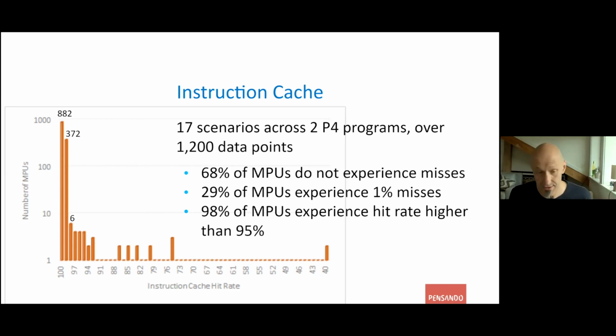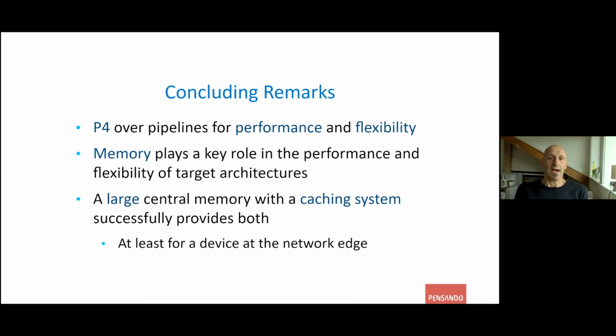So to conclude, we want to use P4 over pipelines for performance and for flexibility. And we have seen that memory plays a key role in the performance and flexibility of the target architecture. And what we have seen with these experiments is that a large central memory with a caching system can successfully provide both performance and flexibility, at least in the scenario that we have looked at, which is in a device that is sitting at the network edge.